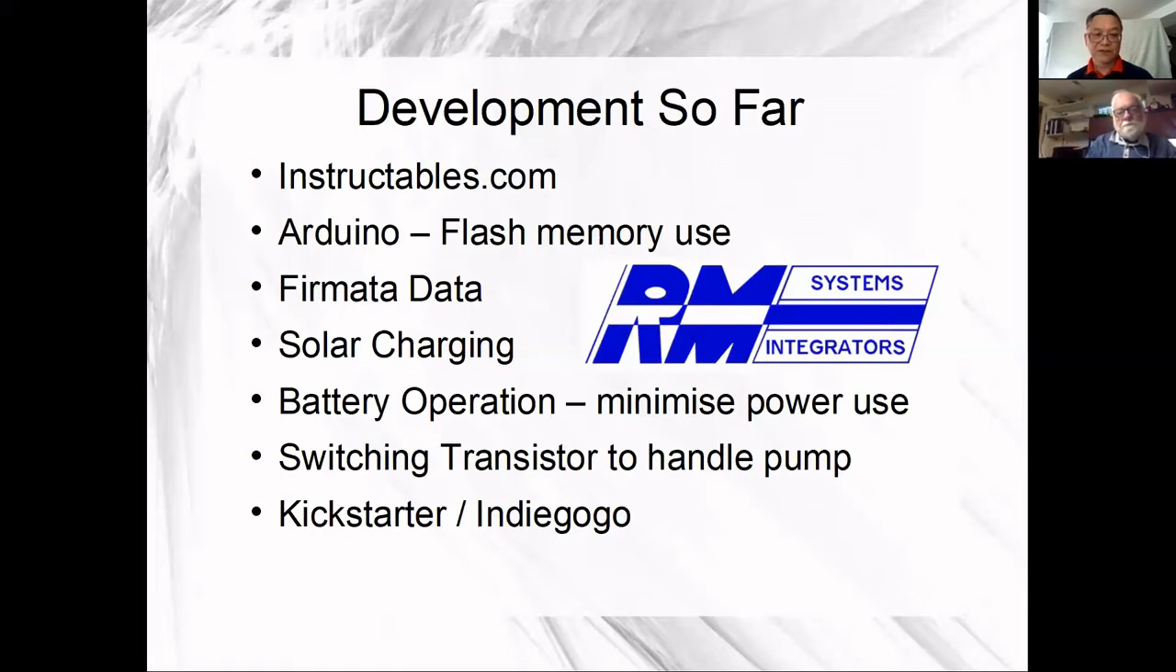I could do the solar charging, and really for battery operation, I basically need to minimize power use. So measure all the current draws, see how I can reduce. I mean, that's where I removed those LEDs and got rid of all the voltage regulators. I also needed a switching transistor to handle the pump current, because it has a higher current than you can just drive with an output of the Arduino.